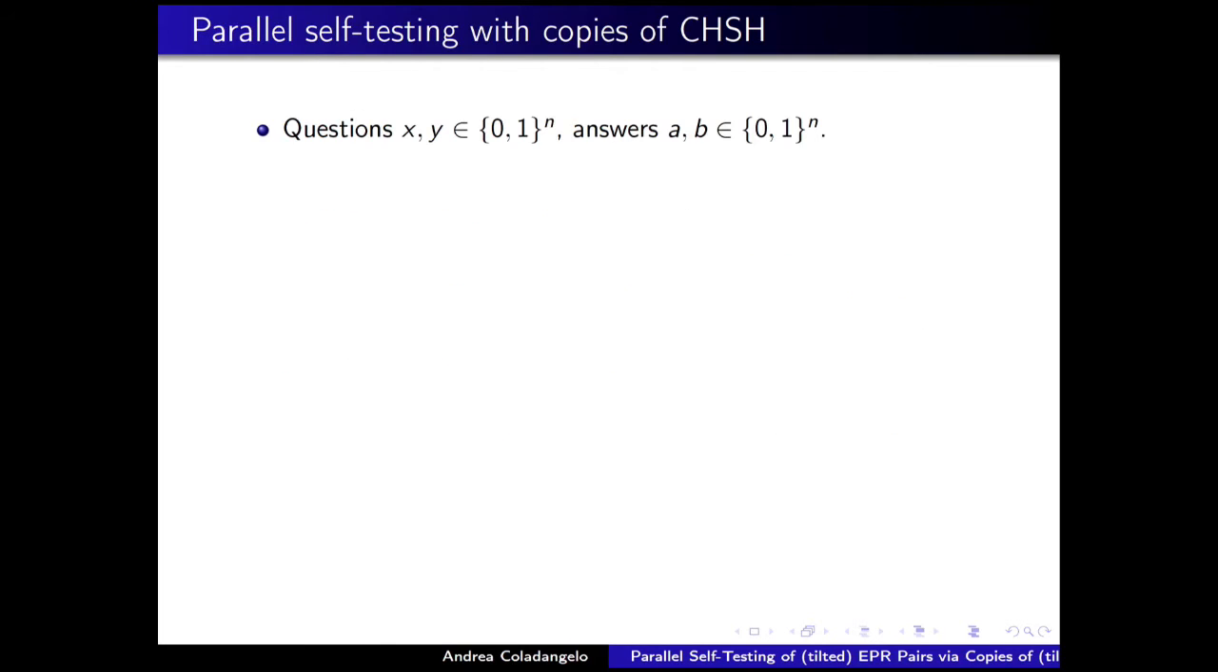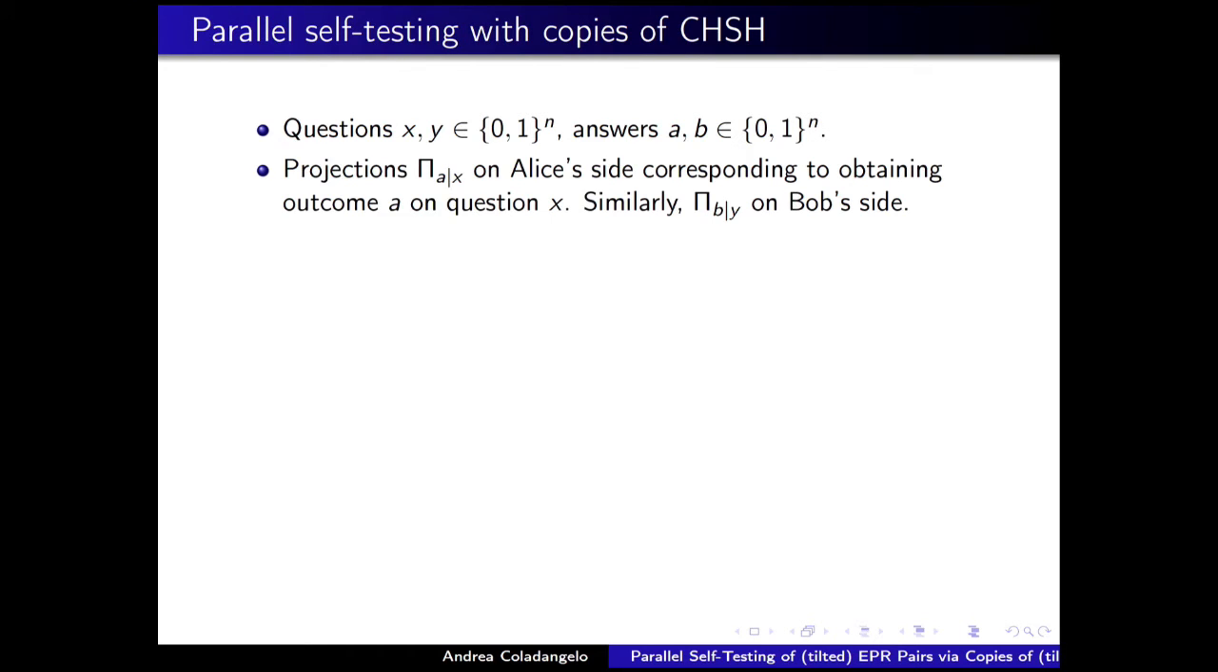Okay, so now I'll give you a little more detail about the setup so that I can give you more precise statements. So in the parallel self-testing using copies of CHSH, as I said, we have questions x, y and answers a, b in {0,1}^n. We can define projections pi_a^x on Alice's side, and this corresponds to her obtaining outcome a on question x. And similarly, we define pi_b^y on Bob's side.